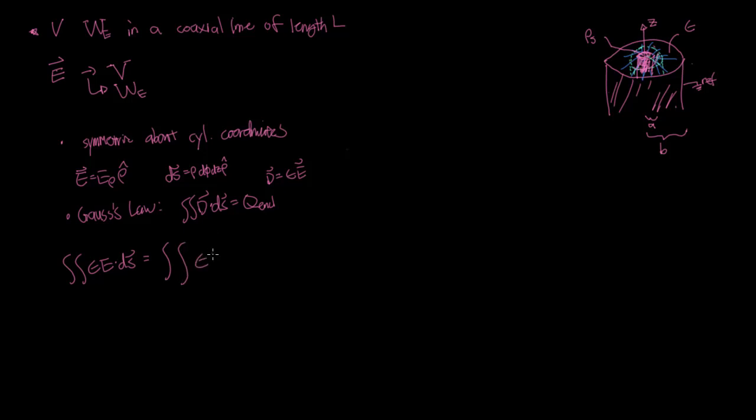So epsilon, and we're going to say E is E rho in the rho hat direction, dot. We have a rho hat here. We have rho d phi dz. So the rho hat dot rho hat gives you 1. This is the thing that you're going to integrate. We're going to integrate in terms of the phi direction.